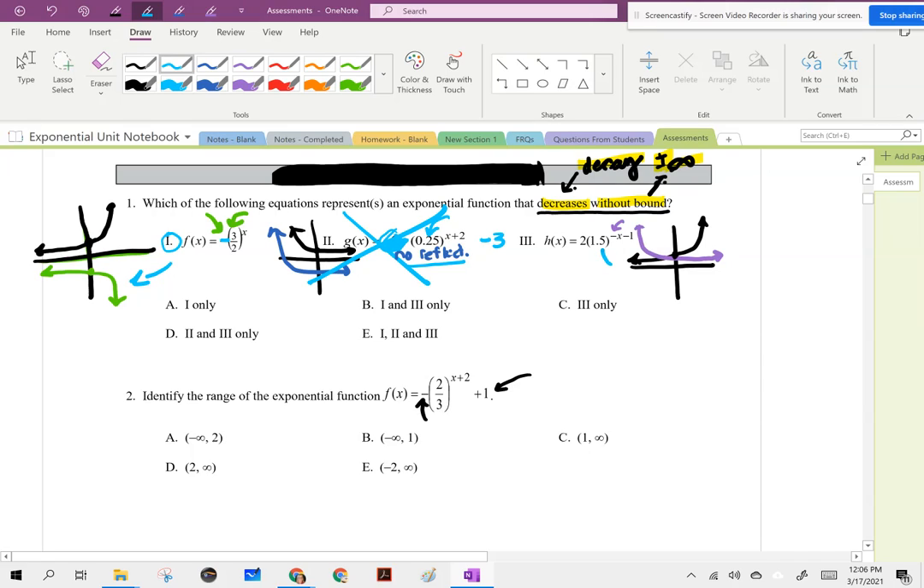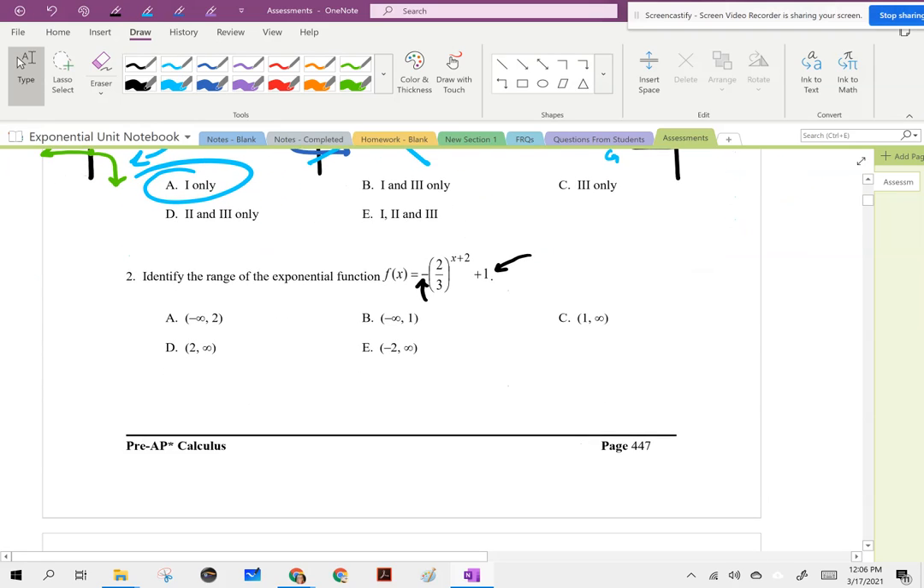And then this one is going to be growth with 1 reflection. So we do have decay, but notice again in black is the parent with no reflections, and the purple is just the y-axis reflection. So you can see that it's decay, but it is bounded. So the only choice there would be A.